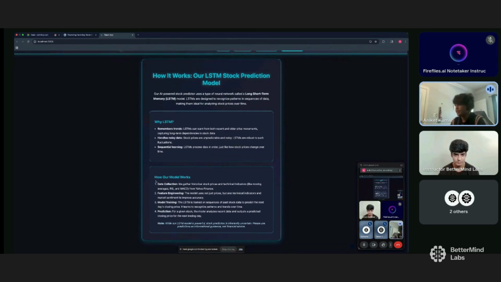Here's how our model works. These are the four main steps. We start off with data collection, one of the most important keys. It needs to know the previous stock prices and how it works. Then there's feature engineering. This helps improve accuracy, as the model learns.